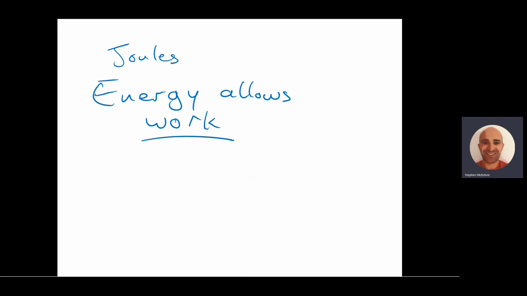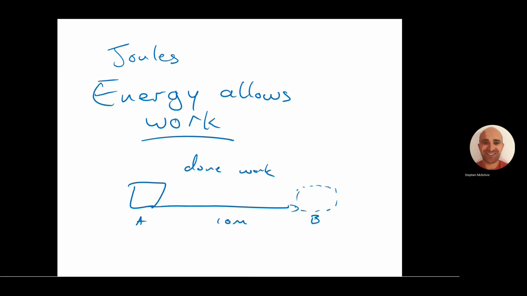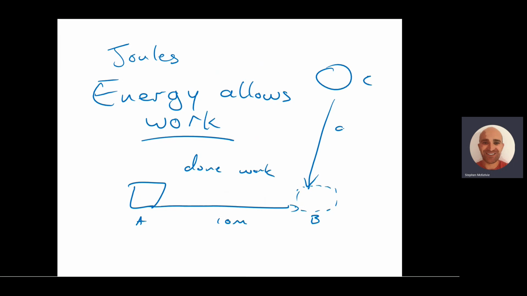So let's think about a force moving something. If I have a box and I move that box for 10 meters, and the box is now in a new position, then I have done work to make it move from position A to position B. And if I had a ball and the ball dropped from position C down to position B, then gravity would have done work on the ball. Work is when something is done.